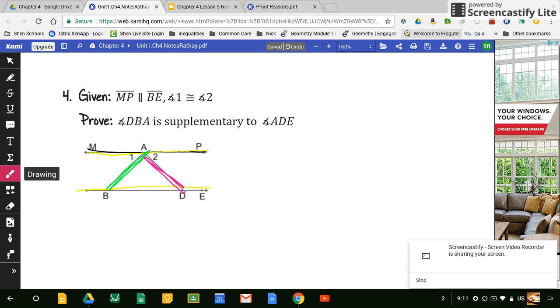Our second given says that angle 1 is congruent to angle 2. And they're asking us to prove that angle DBA, which I'm going to replace with angle 3, as long as I put a 3 in the picture, is supplementary to angle ADE, which I'm going to turn into angle 4 because I think it's a little bit easier to read. So we're trying to show that those are supplementary.